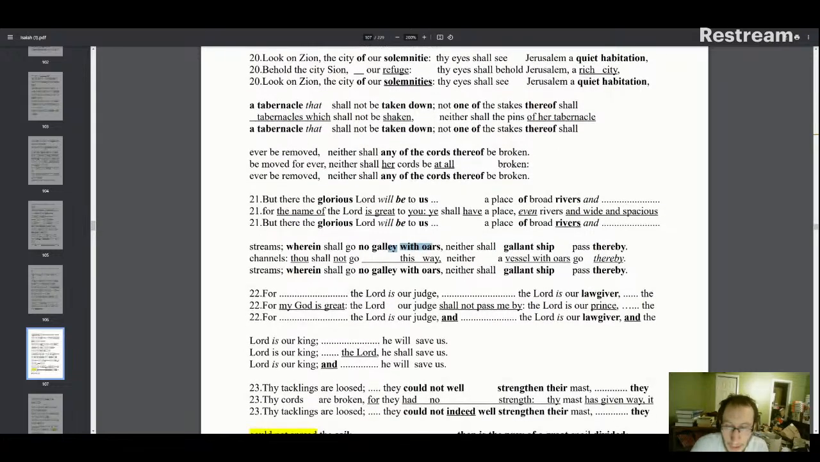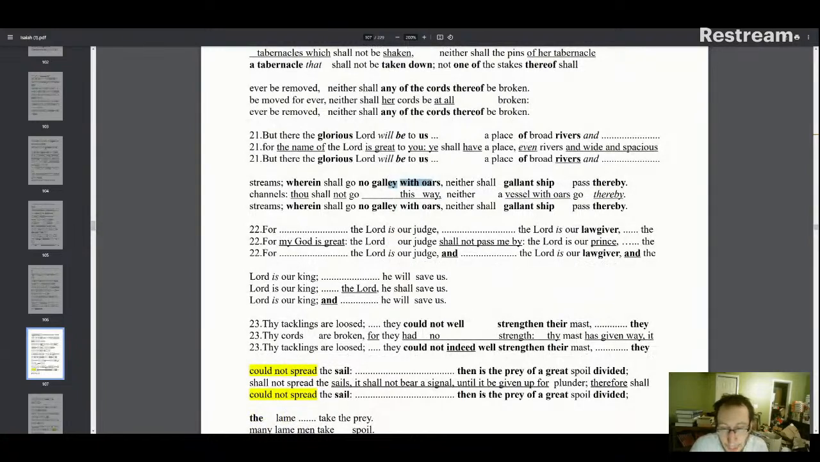Okay, let's see here. Now, here's an interesting one where it says in the Septuagint, my God is great, and the Lord is our judge, is in Hebrew and Septuagint, but the Septuagint is the only one that has my God is great. So the question is, did the Septuagint add that? It seems unlikely that they would add that. So this could be something that was lost in our copies of the Hebrew. And then it says, the Lord our judge shall not pass me by. A very interesting thing there.